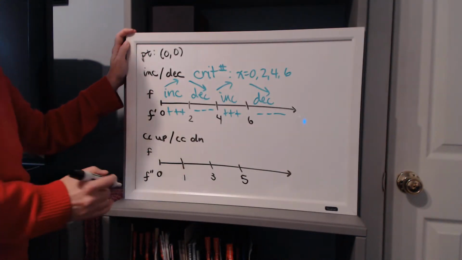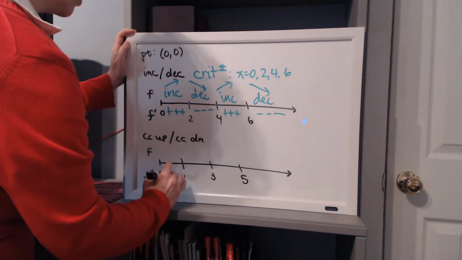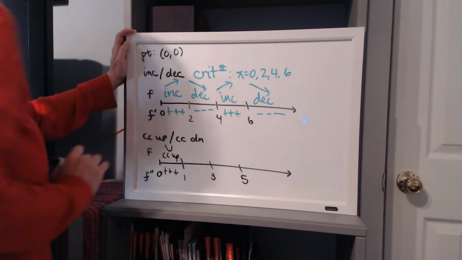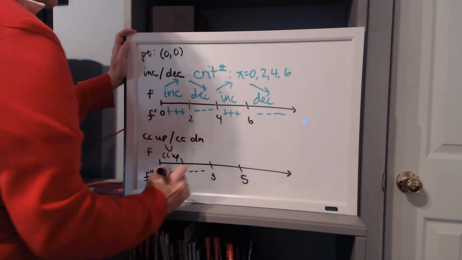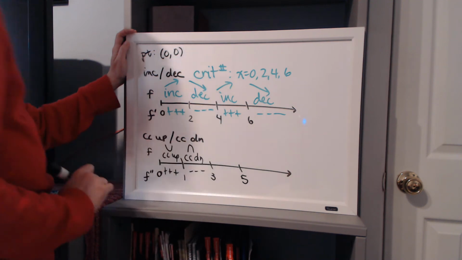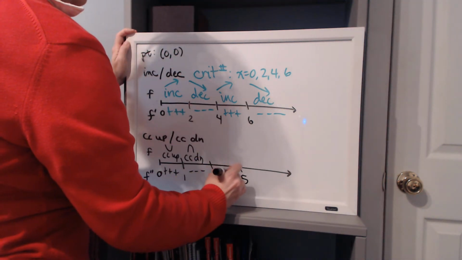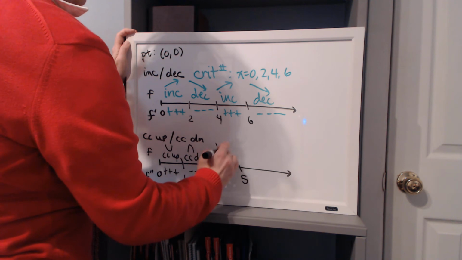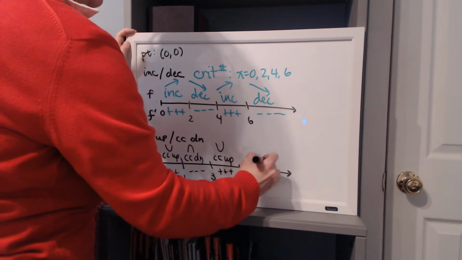And the function is concave up between 0 and 1 because the second derivative is positive. So it looks like that. Between 1 and 3, the second derivative is negative, so the function is concave down. So like so. Between 3 and 5, the second derivative is positive, so that's concave up. And then 5 onward, we have concave down.